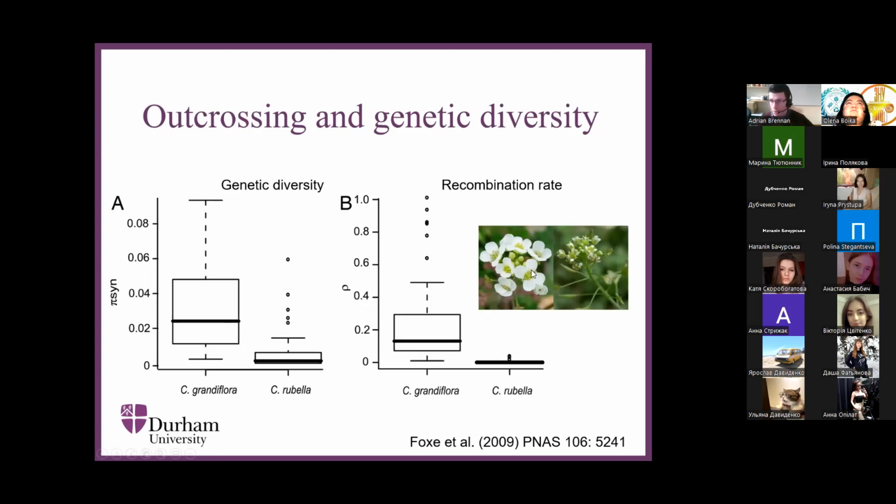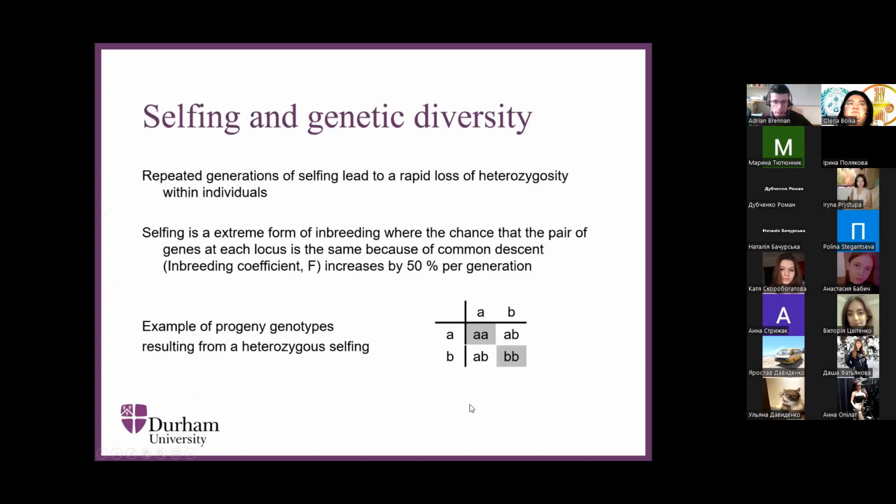And empirically, we can see these results. So this is a measure of genetic diversity, and is comparing these two closely related species, an outcrosser and a selfer. And you can see the outcrosser shows greater genetic diversity compared to the inbreeder across these two different measures of genetic diversity. And that's because selfing causes you to lose heterozygosity very quickly.